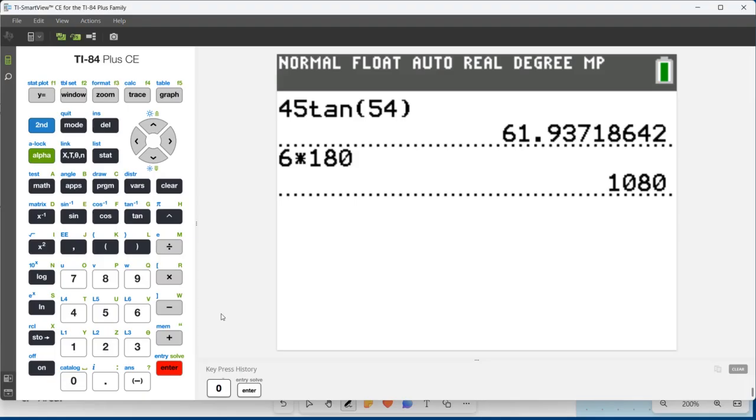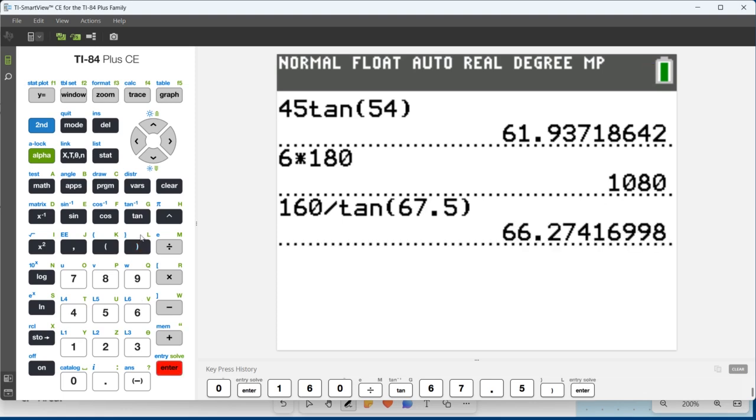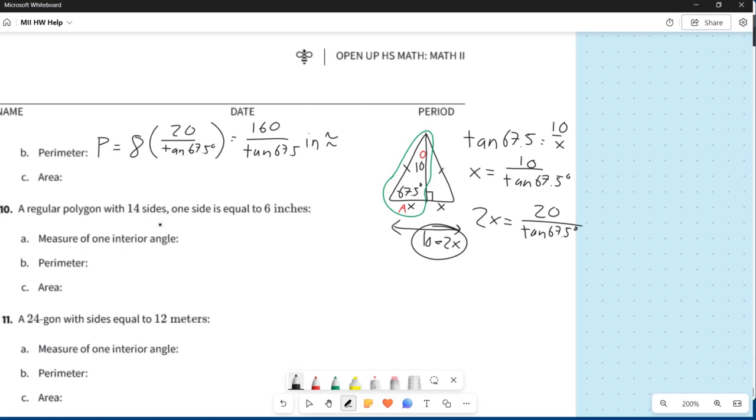So again, I'm going to go back to my calculator, and we're going to do 160 divided by tangent of 67.5, close parentheses. We're still in degree mode, which I can verify up here at the top of my calculator, and I press enter, and I end up getting 66.27. So the perimeter here is approximately 66.27 inches. And so we have both an exact answer as well as an approximation.